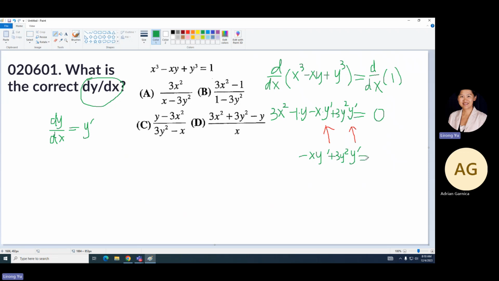They'll stay on the left, and then the other two terms have no y prime, so they move to the right, which is negative y becoming positive y, and positive 3x squared becoming negative 3x squared. Because if you want to remove a 3x squared, you would subtract 3x squared.